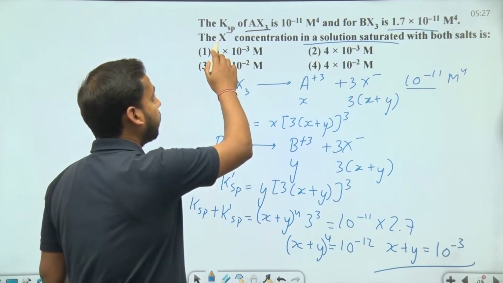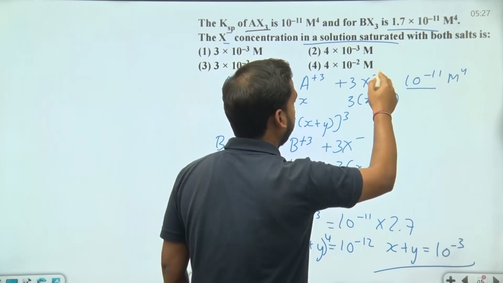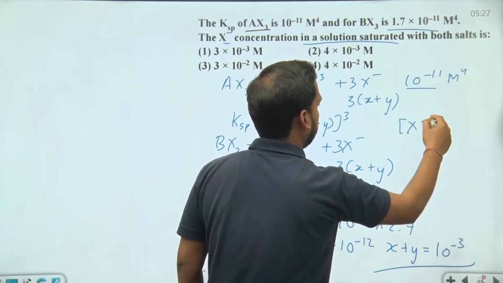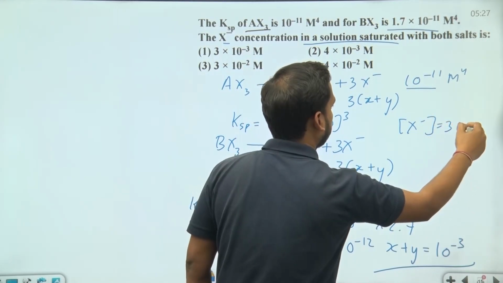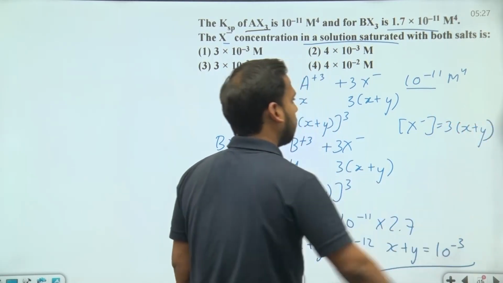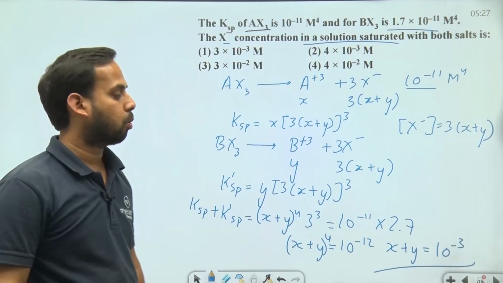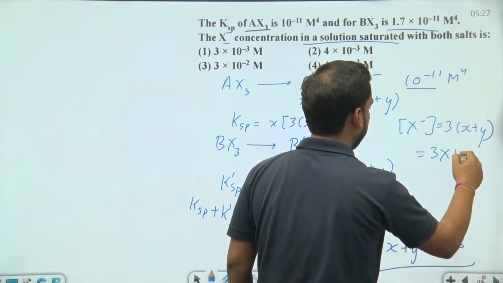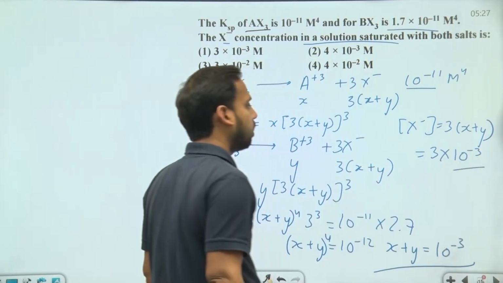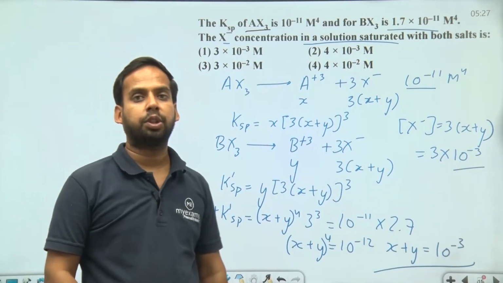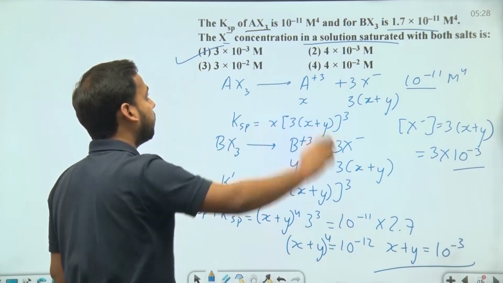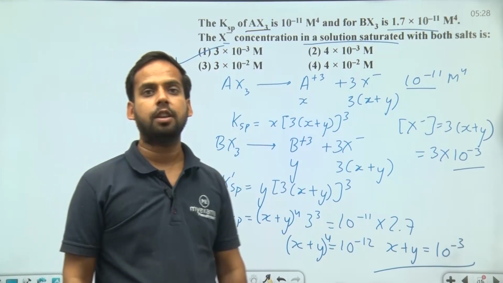But in the question, it asks for the X minus concentration in the solution. So X minus concentration in the solution is 3X plus Y, that is 3 times of X plus Y. So it will be 3 into 10 to the power minus 3 molar. So the correct option to this question is option number 1, that is 3 into 10 to the power minus 3 molar.